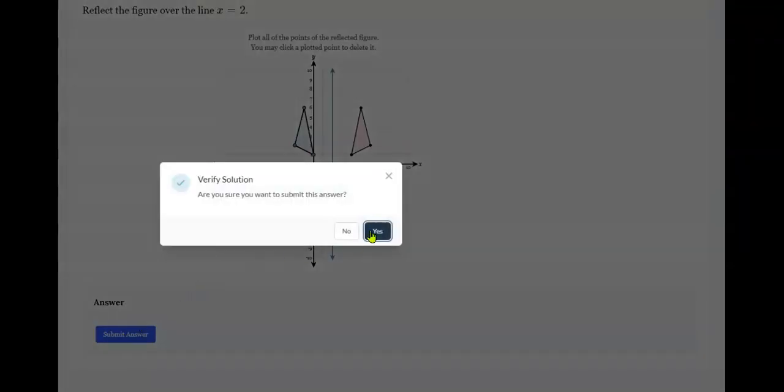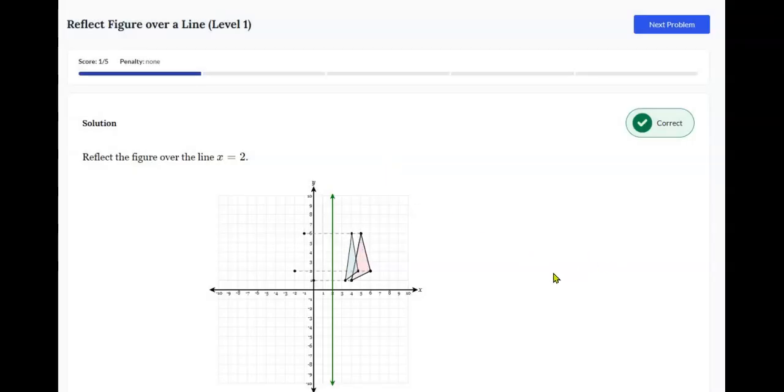So this first point here is 2 units to the right of the axis of symmetry, so we're going to move it 2 units left. This one is 3 units to the right, this one will be 3 units to the left. This one is 1, 2, 3, 4 units to the right, this one will be 1, 2, 3, 4 units to the left. Submit your answer and watch the transformation.